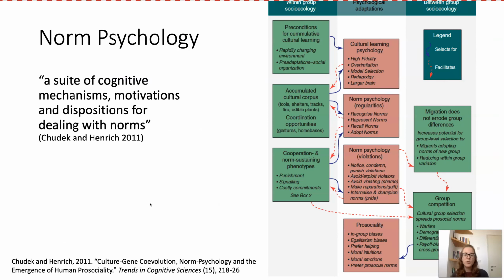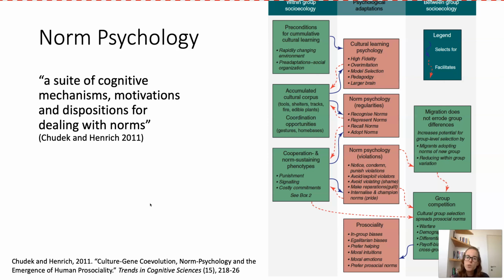Norm psychology refers to the psychological underpinnings of norm-governed behavior. It is a suite of psychological adaptations that is related to people's ability to follow norms and behave according to the social norms of their society. This figure, taken from Chudek and Henrich's paper from 2011, suggests that there are several mechanisms for sustained cooperation in social norms that operate within groups and affect intergroup competition. This selects for psychological adaptations for norms. In turn, these psychological adaptations facilitate cooperation within the group and competition between groups.